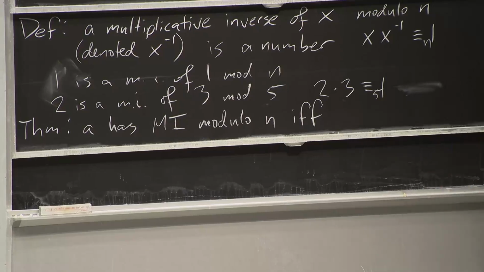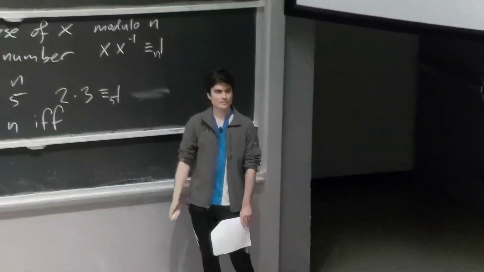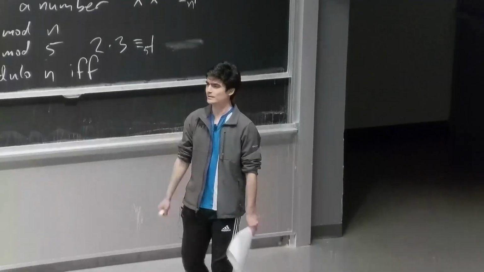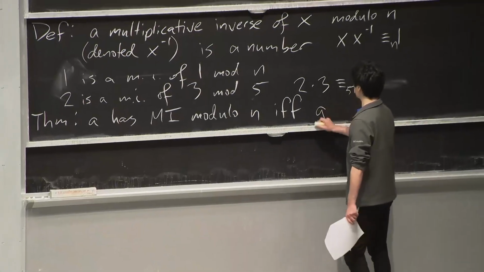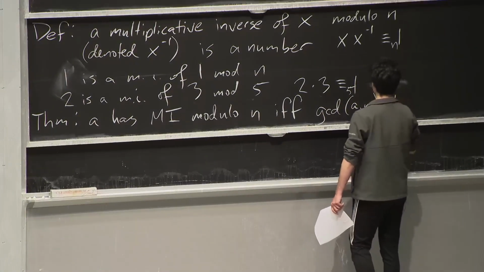Can anybody finish this theorem statement? Can anybody characterize this? When is A invertible modulo n? Yeah. When the GCD of A and n is 1.